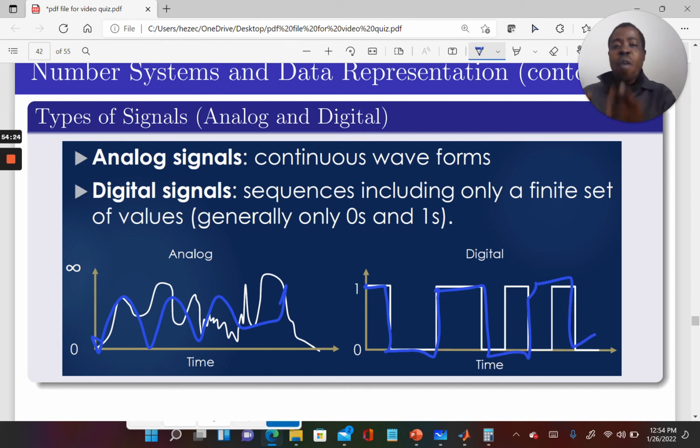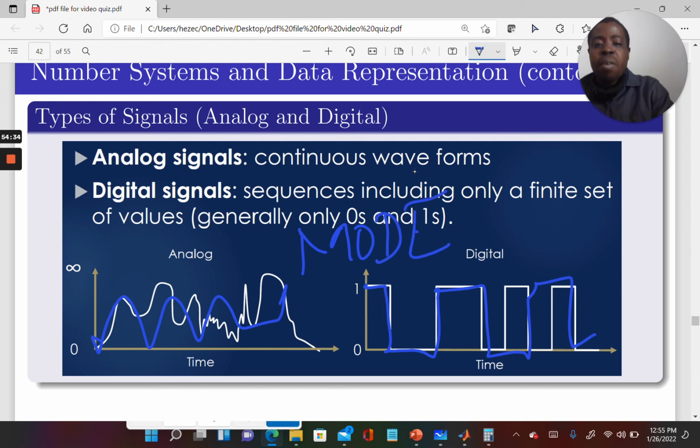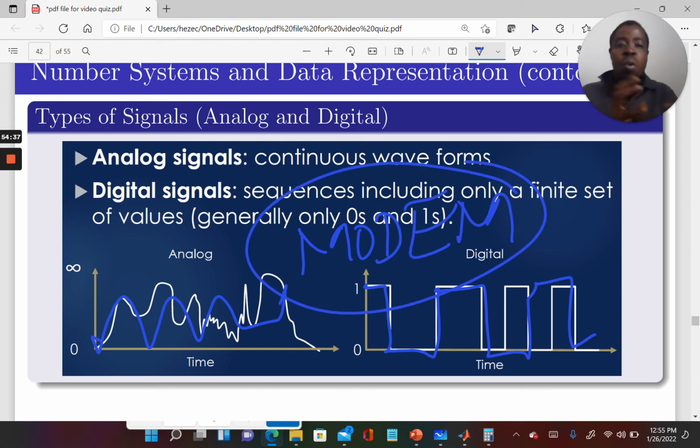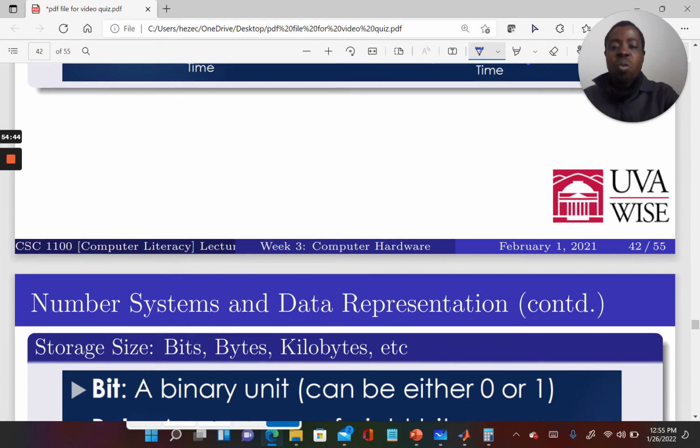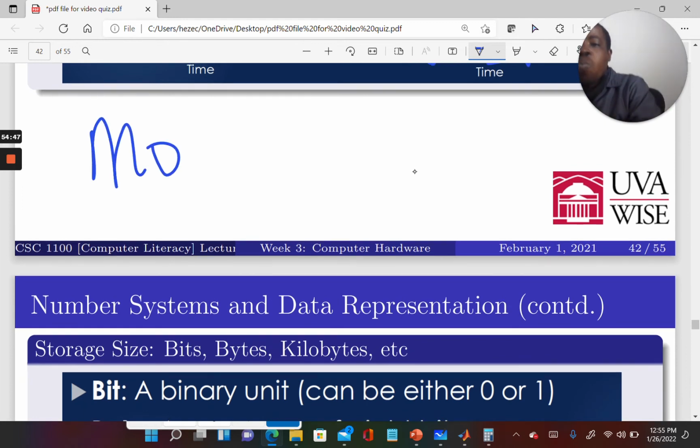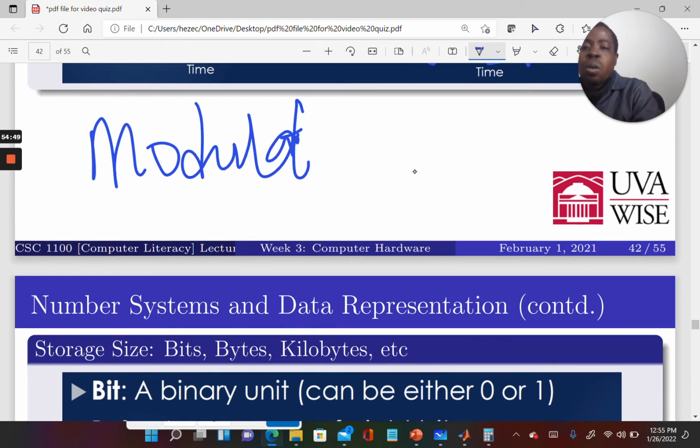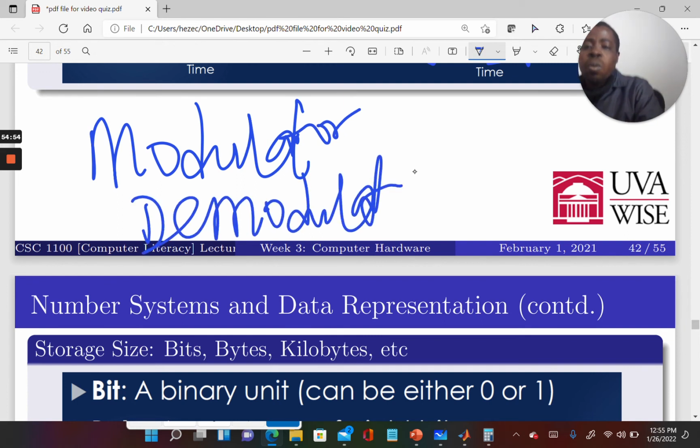To convert from analog to digital or digital to analog, you need what is called a modem, which is a word for modulator, demodulator. I've told you earlier on, so I don't have to go over it again. So modem is derived from modulator and demodulator. It's an equipment you have at home. If you have internet service at home, you have a modem at home.